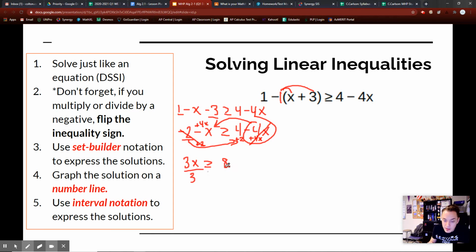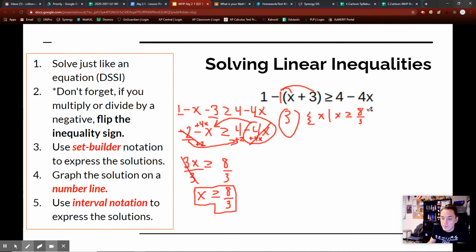So let's divide by 3. This is x is greater than or equal to 8/3. If you're like, oh my gosh, I have a fraction, that must mean I did it wrong. No. I don't know whoever taught you that, but it's not what it means. It means you have an answer. Whether or not it's correct is a different story. Okay, what's your set builder notation? The set of all x such that x is greater than or equal to 8 over 3.